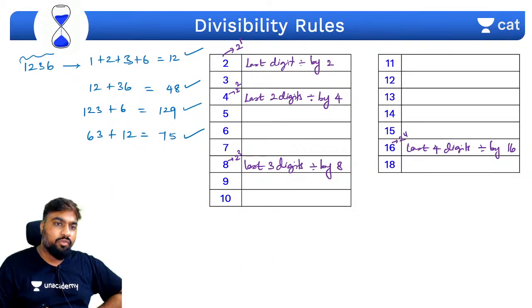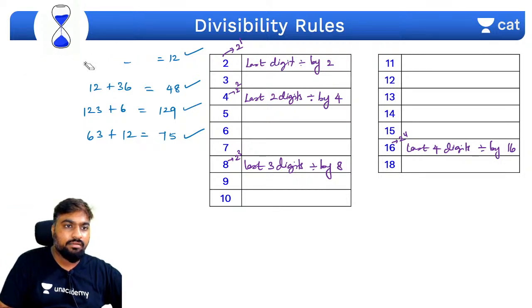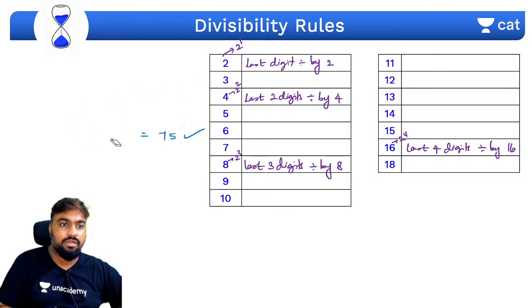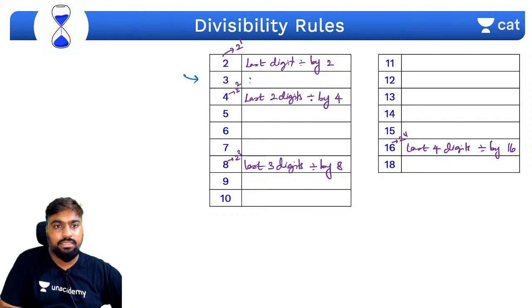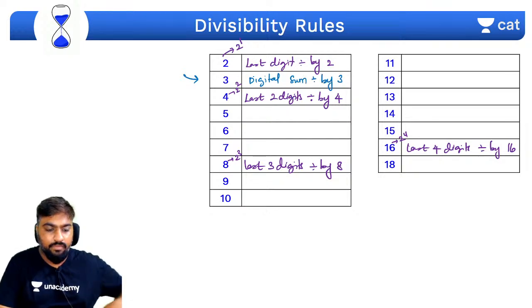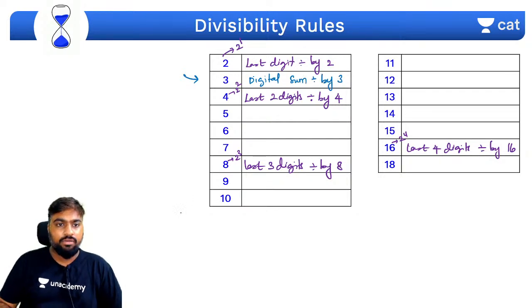So 3 is done. What about multiples of 3? Sorry, powers of 3. 3 is done. Will this work for the powers of 3 as well? Definitely. Yes, this will also work for powers of 3. So 3 square. 3 का क्या था? Digital sum. Digital sum must be divisible by 3. Yes. Super bachal, very good. So 9 का क्या होगा? 9 is also 3 square, right? Same process. Digital sum divisible by 9.